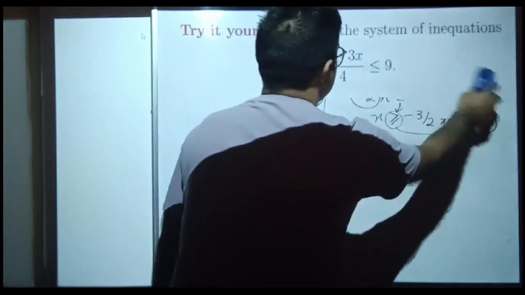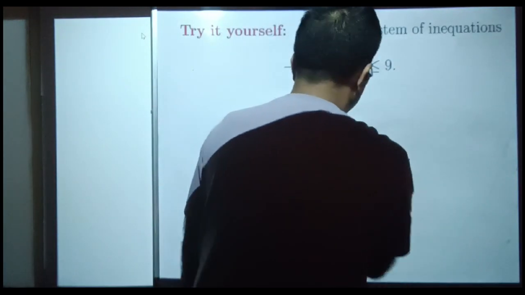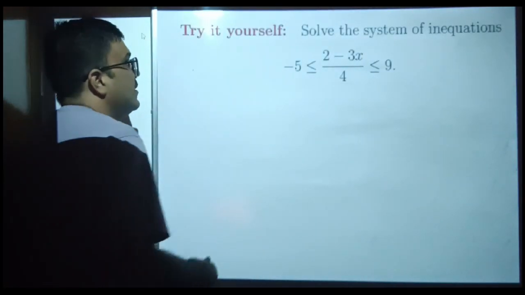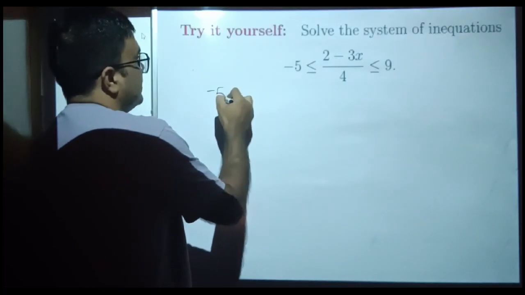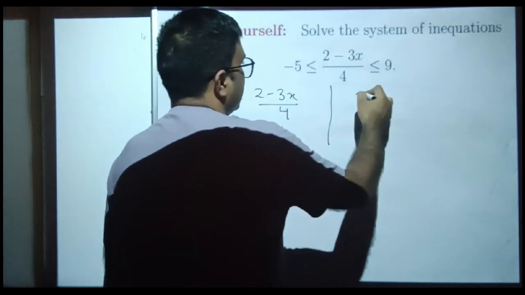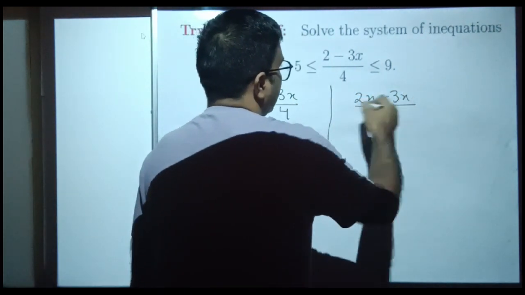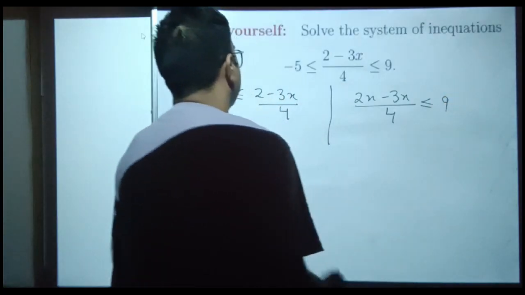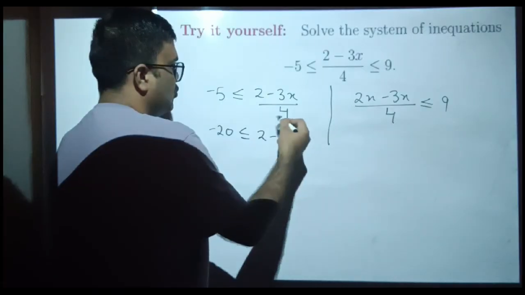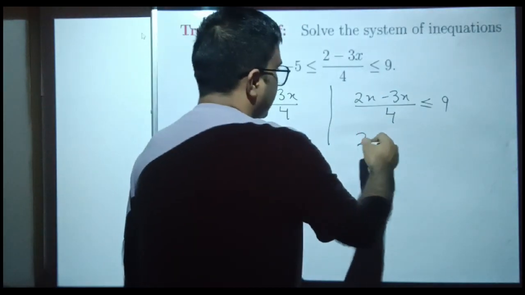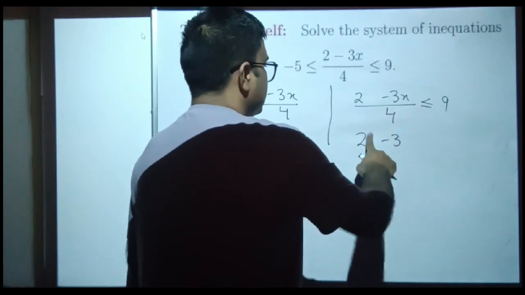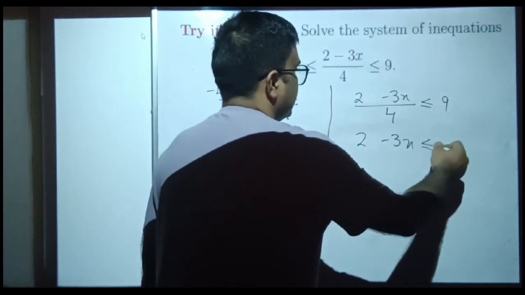The next question is in this form. You can try this question on your own. This is a similar question. What you have to do is divide this inequality: 2 minus 3x by 4. Second part, 2 minus 3x by 4 is less than or equal to 9. Shift this 4 to the other side, you will get minus 20 is less than or equal to 2 minus 3x. Over here you will get, this is not 2x, this is 2 minus 3x is less than or equal to 28.